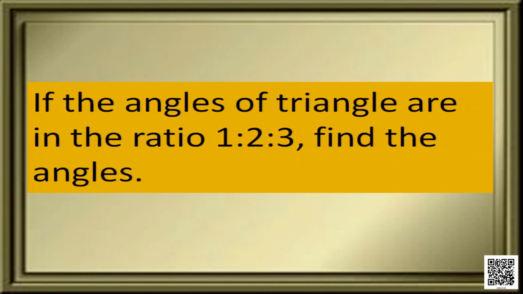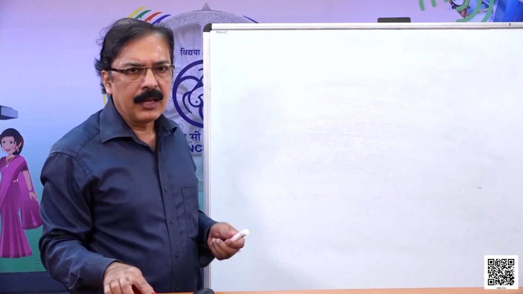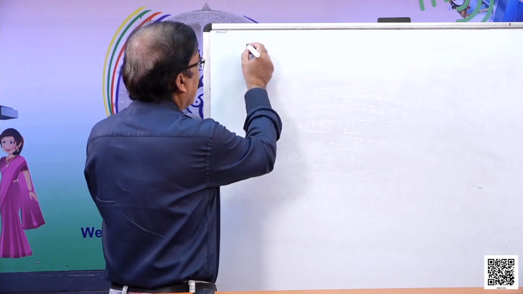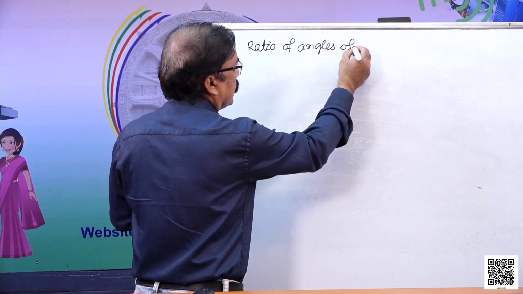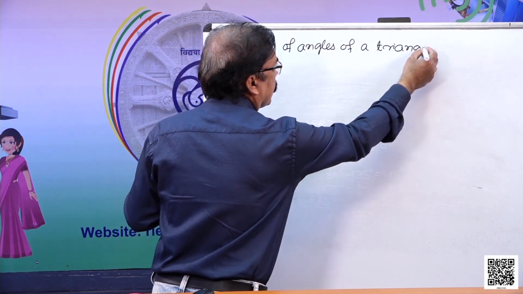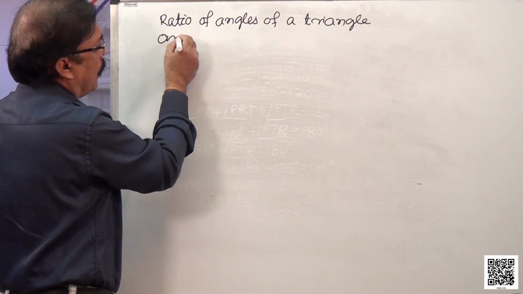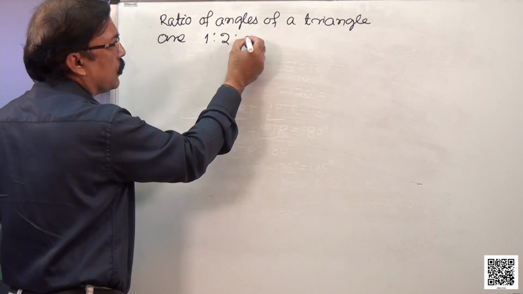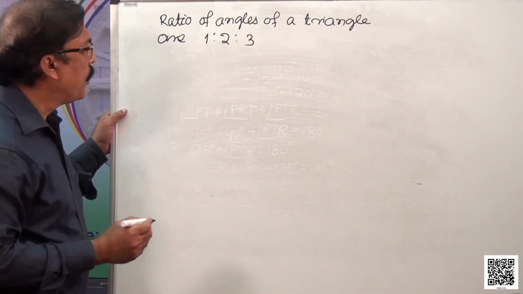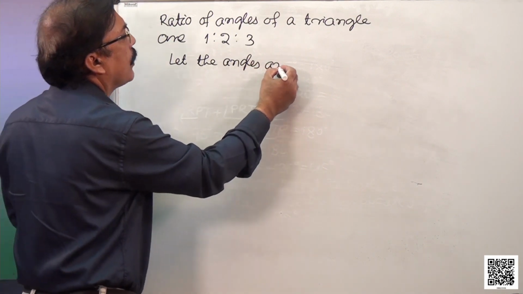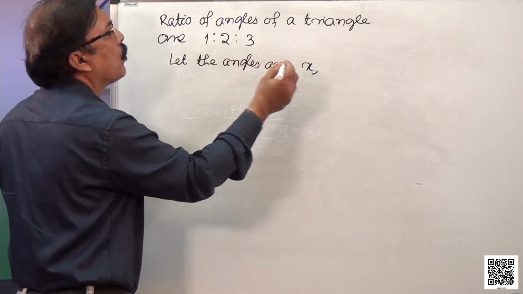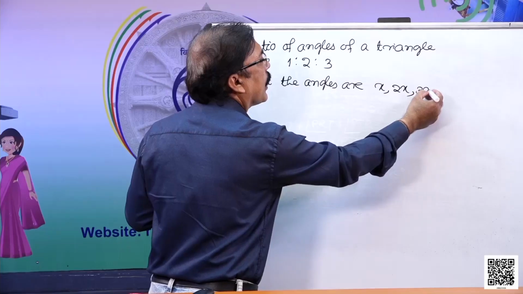The question says, if the angles of a triangle are in the ratio 1:2:3, find the angles. So here the ratio of the angles is given. Ratio of angles of a triangle are 1:2:3. So we can take the angles to be, let the angles be x, and for 2, 2x, and for 3, 3x.